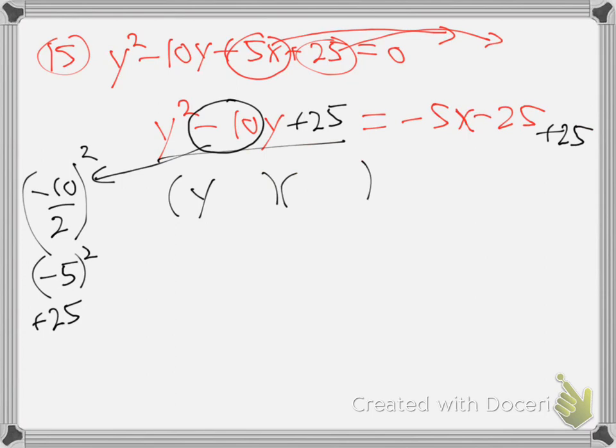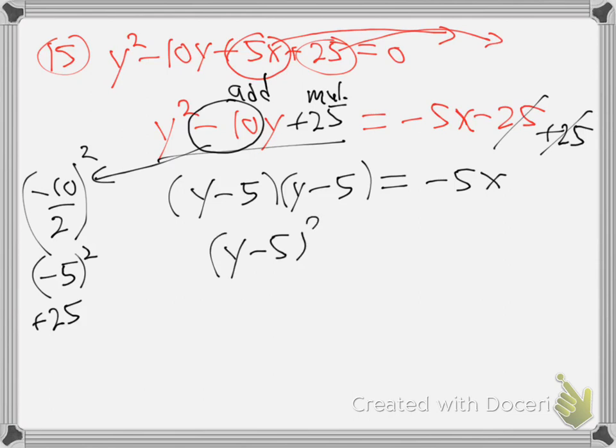How's it factor? Remember, two numbers that multiply to be plus 25, add to be minus 10. Negative 5. The other side, whatever happens, happens. So this is y minus 5 squared. The other side is minus 5x. It just happened that those numbers canceled on the right side. It's kind of a coincidence. And now you need to force a 4 out, and we'll have the look we need for graphing.